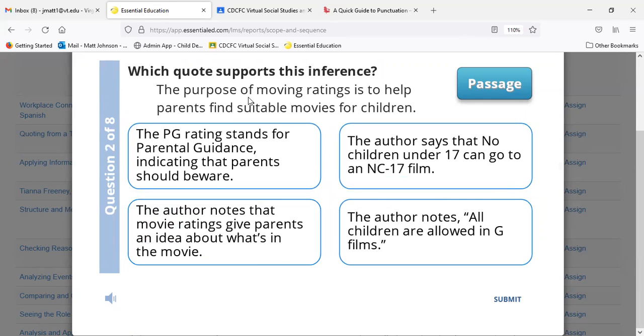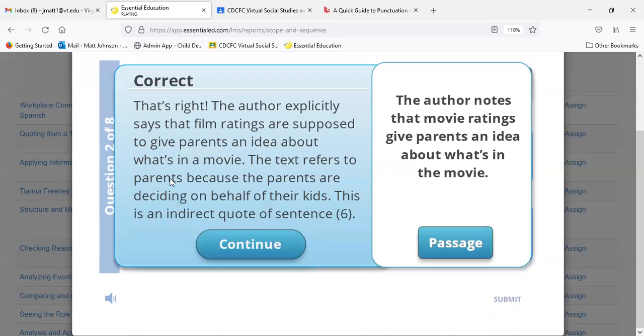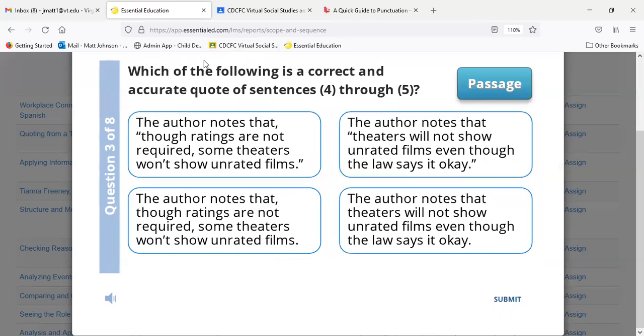Then, what quote supports this inference? The inference made from the passage is somebody reading between the lines that the purpose of movie ratings is to help parents find suitable movies for children. So what out of those gives us that information? That one is C. The author notes that movie ratings give parents an idea about what's in the movie. That encompasses it. It's not so broad that it doesn't reference the inference, and it's not so narrow that it eliminates anything that's in the inference.